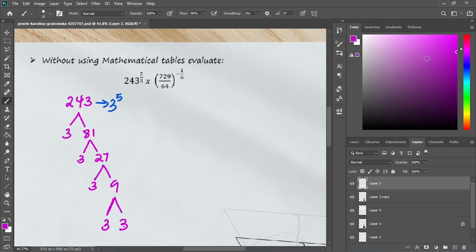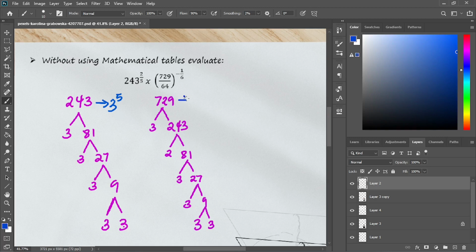And then the next number we go to is 729. When you break it down, 3 goes into 729, 243 times, then 3 into 243 is 81 times, 3 into 81 is 27, 3 into 27 is 9, and 3 into 9 is 3 times. When we write that in factor form, 729 is the same as 3 to the power of 6.